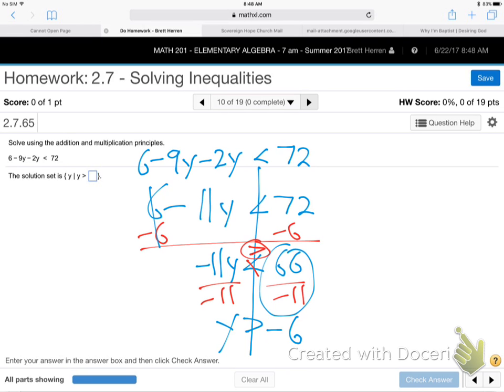Does that make sense on that? So just flip the symbol. Otherwise, it's just like solving equals problems. The only thing to remember, the only difference is if you divide by negative, flip the symbol. Otherwise, it's just like equals problems. No difference at all. One more on today's test.